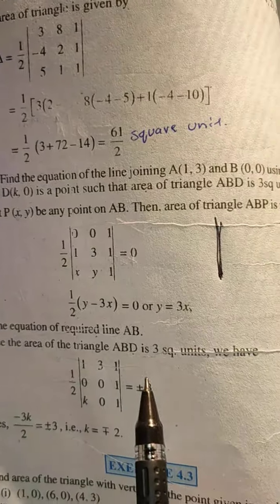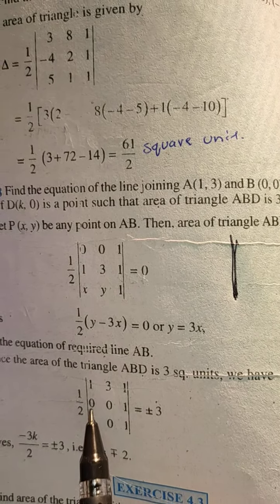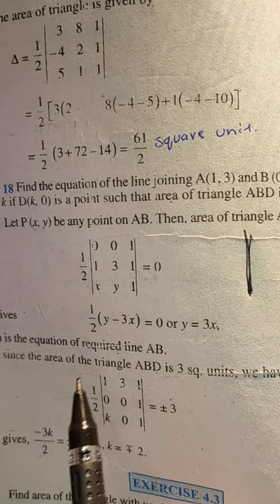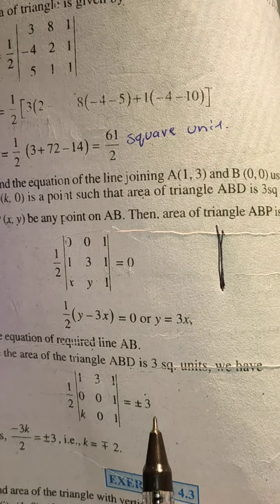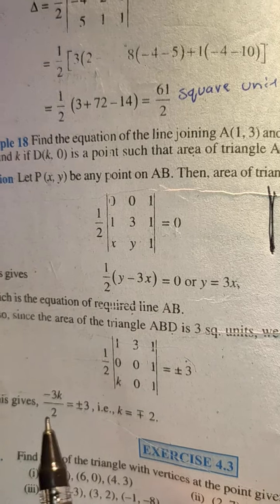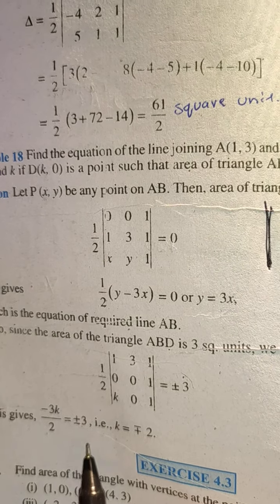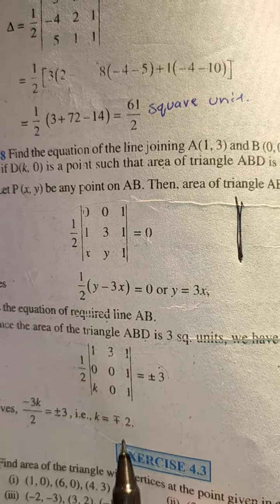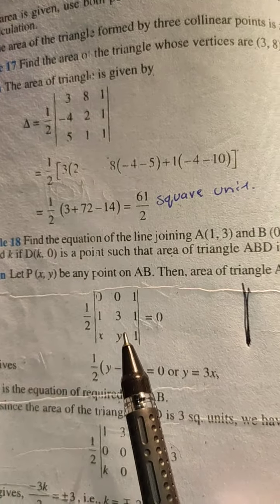Since the area of triangle ABD is 3 square units, now you will take the coordinates of D and substitute in the determinant, and for the area value, please see, you write the plus minus sign and simplify it. Once you take the positive sign, then you take the negative sign, so the K value you are getting is minus plus, equal to 2. With this, the first part is done.